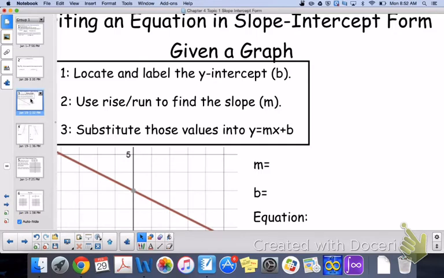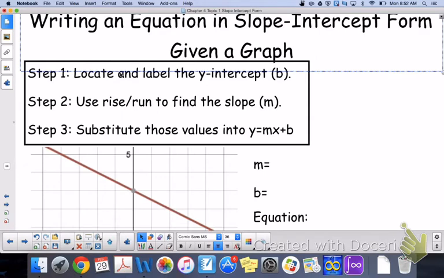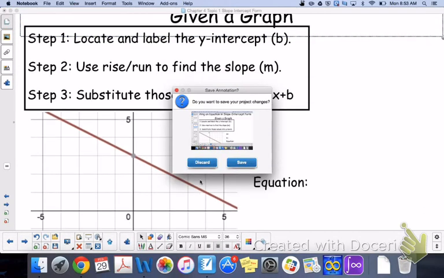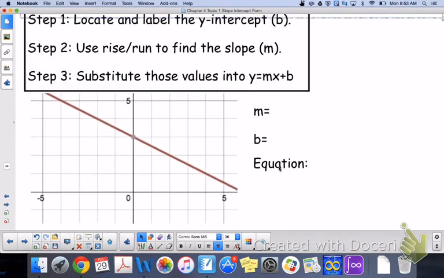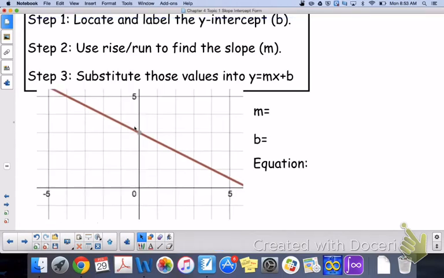All right, next we have, write an equation in slope-intercept form given a graph. So now you're given the graph. You need to locate and label the y-intercept. All right, so right here, I know it's hard to see. Sorry, the graph looks like this. Okay, so step 1 is to locate and label the y-intercept. So that is right here at 3. Okay, so your y-intercept, that's b, that's 3.